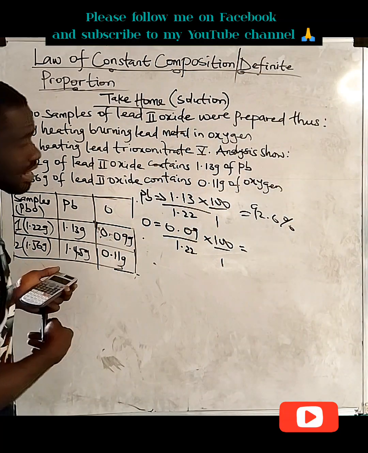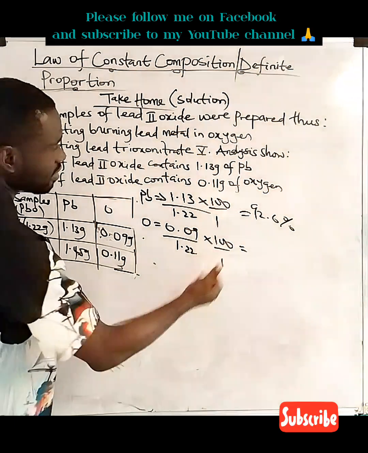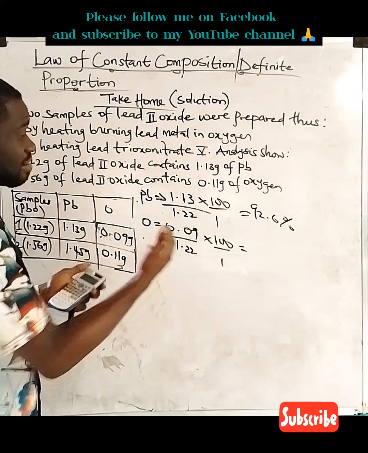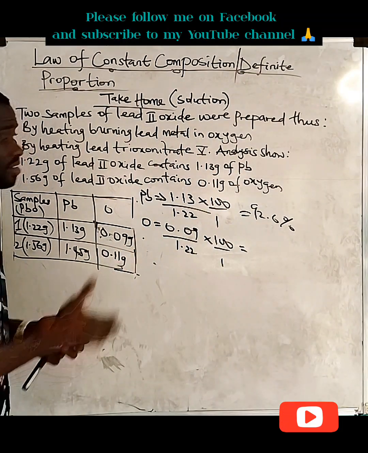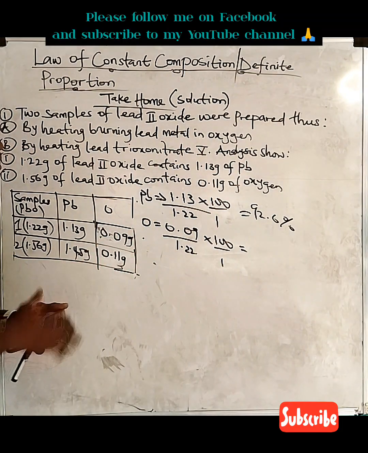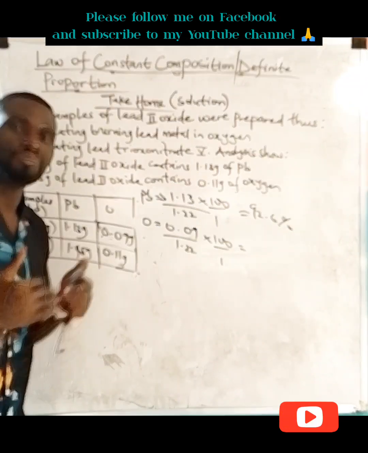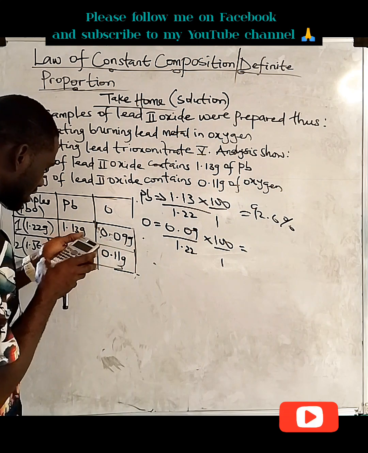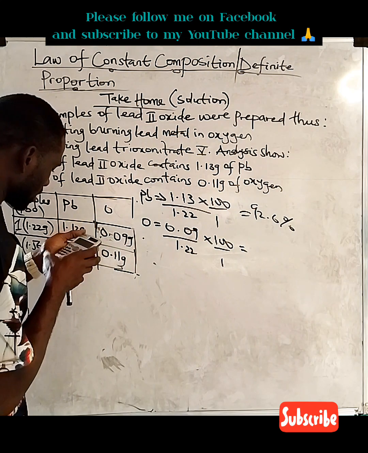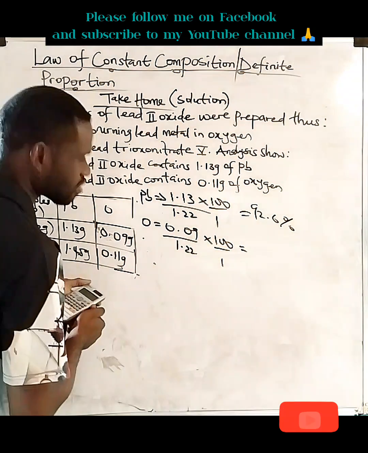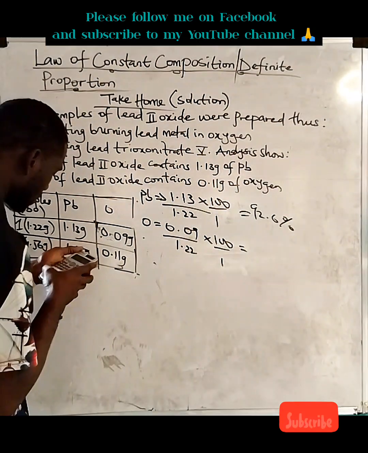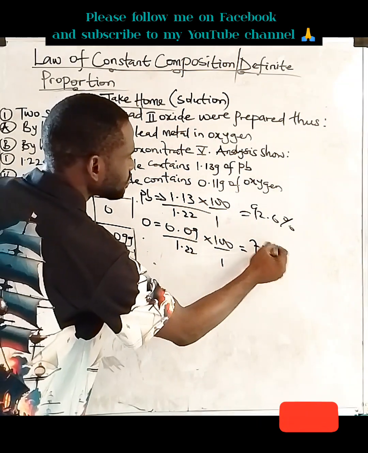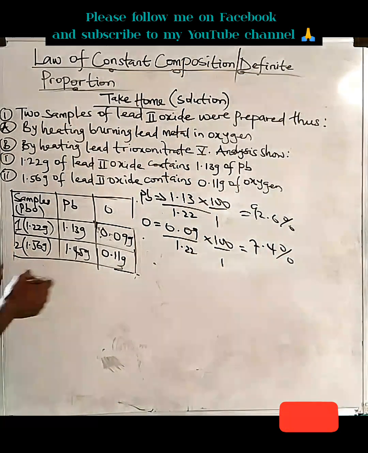If you have 92.6%, you can easily solve this: 100% minus 92.6%. Don't forget the law of conservation of mass plays a big role here, and that's why what Joseph Louis Proust did was just to advance Antoine Lavoisier's work. So let's see if this is going to work. 0.09 times 100 over 1.22 gets the same thing: 100% minus 92.6 gives us 7.4%, or 7.37%. So that's that for the first sample.